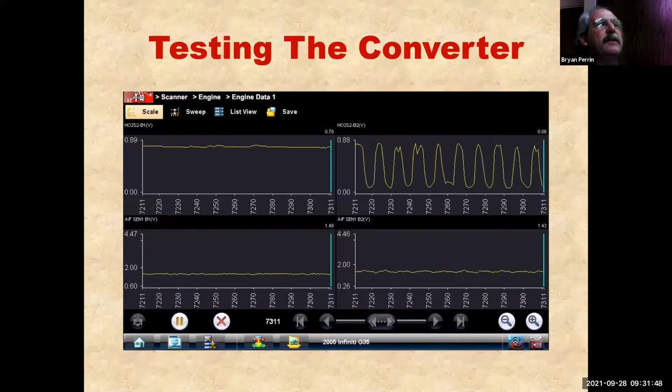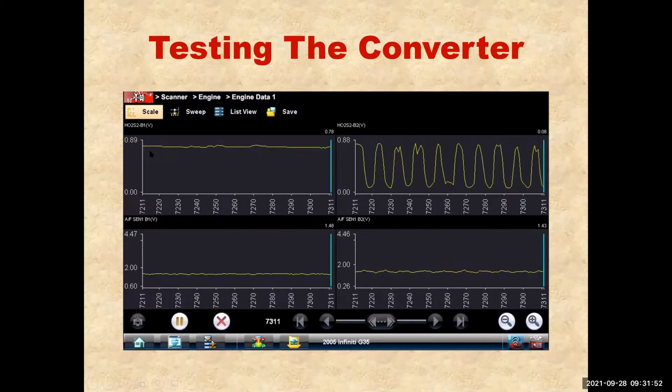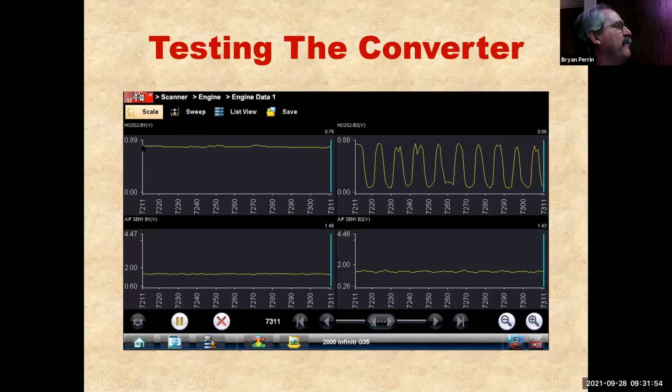So time to test the converter. So here I'm doing a switch ratio test, obviously. I've got my rear sensor on bank one, front sensor on bank one, two flat lines, 780 millivolts here, just like in the range that we talked about. This side here, my rear sensor is moving like crazy and my front sensor is fairly smooth.